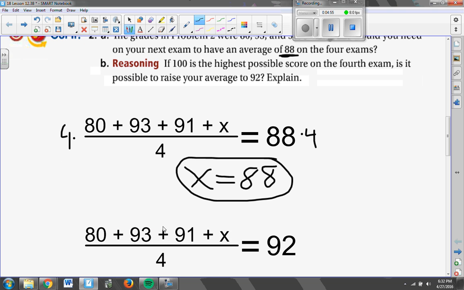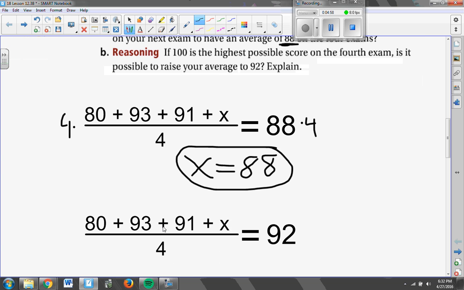And then in part B, we're setting up basically the same equation, but now we want to know if our score can even get to being a 92. So once again, we'll follow the same process and multiply both sides by 4, which gives us 368, and then take away all three of those other scores, 80, 93, and 91, and we end up with X needs to equal 104, which unfortunately is not possible in this case because they said our max score was 100, no extra credit, so it is not possible to have an average of 92 after this fourth test.